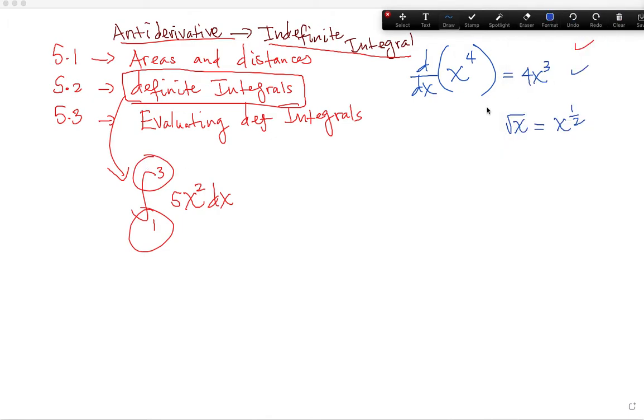Maybe you already know a little bit about them. You can tell me. So the two numbers that go on the bottom and the top of the integral sign are called limits of integration.